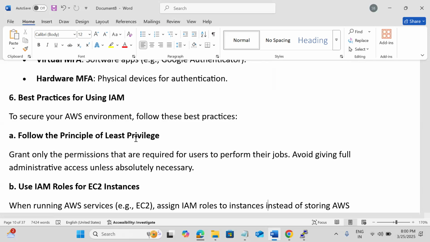Unnecessarily don't give permissions to the resources. This is the basic principle, in the cloud and in DevOps. Unnecessary permissions we shouldn't give.